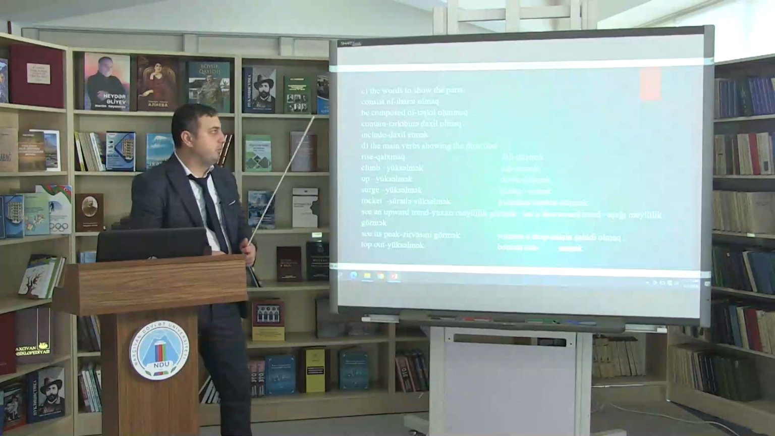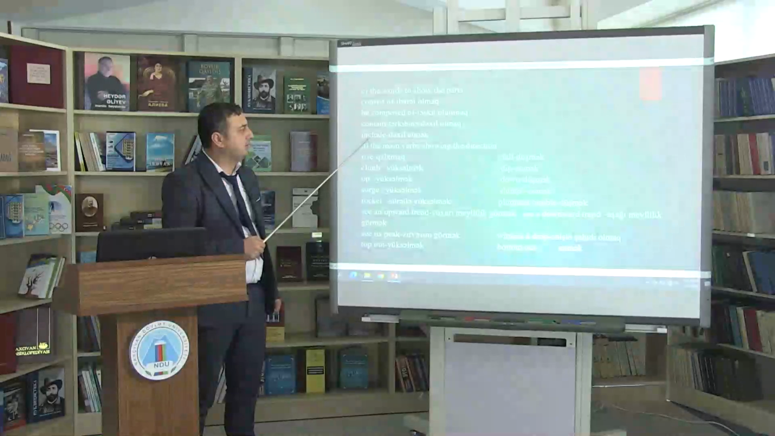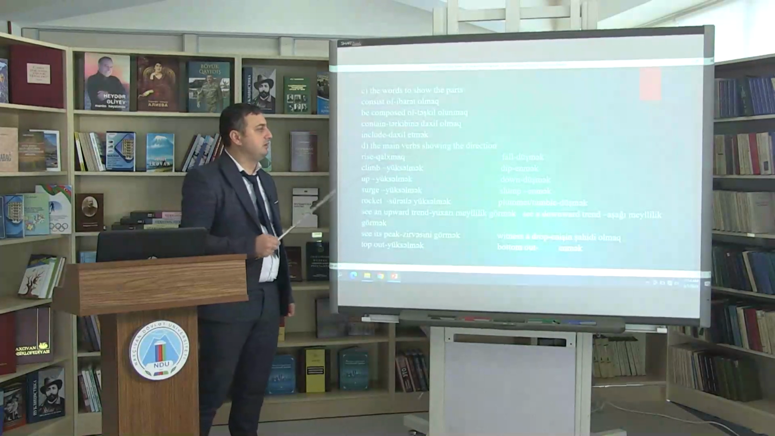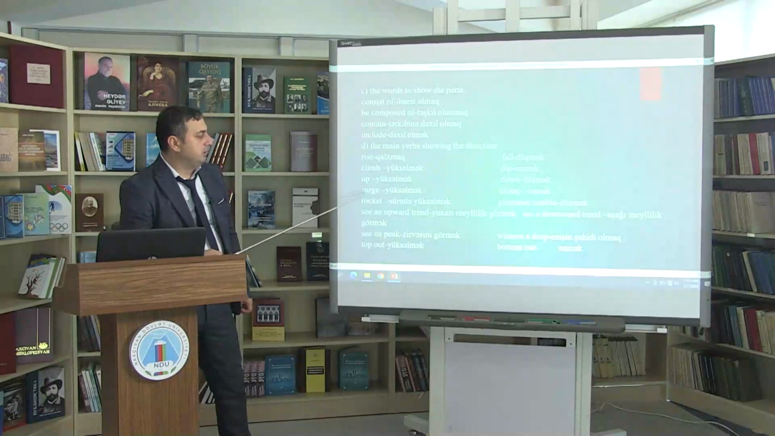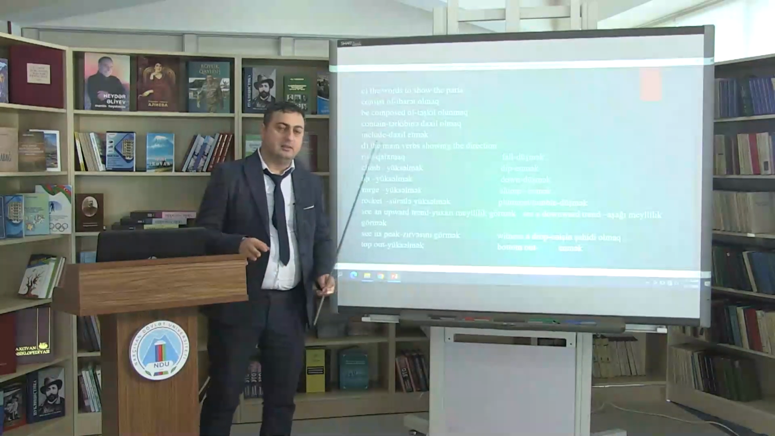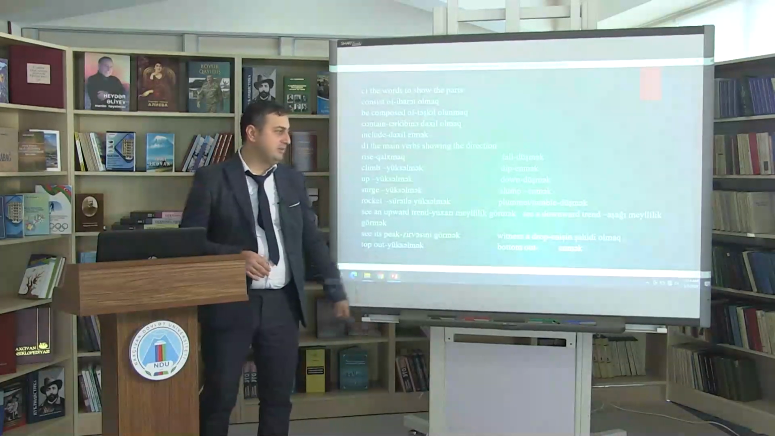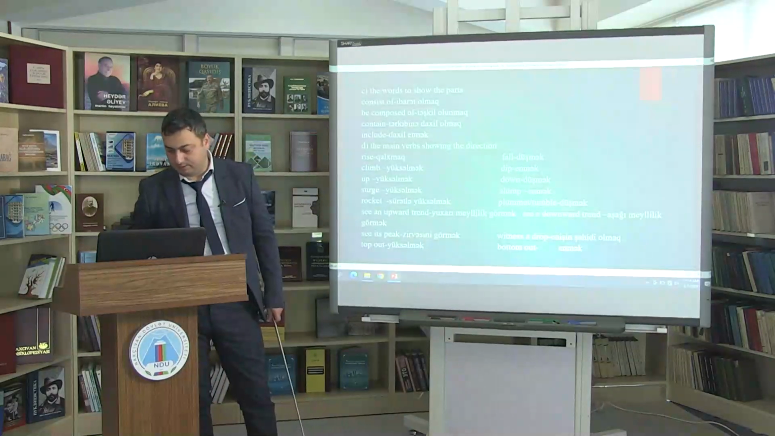The words to show the parts are consist of, be composed of, contain, include. The main verbs: there are some words showing the direction, like rise, climb up, or surge, rocket, see an upward trend, or see its peak, top out, and there are some antonymous words like fall, dip, down, slump, plummet, tumble, see a downward trend, witness a drop, bottom out, and etc.